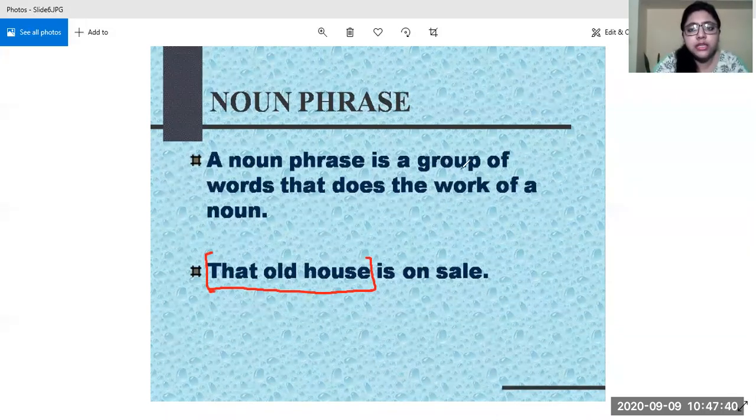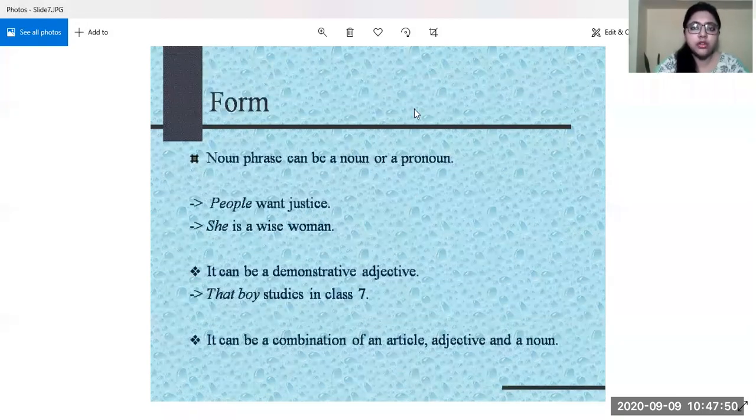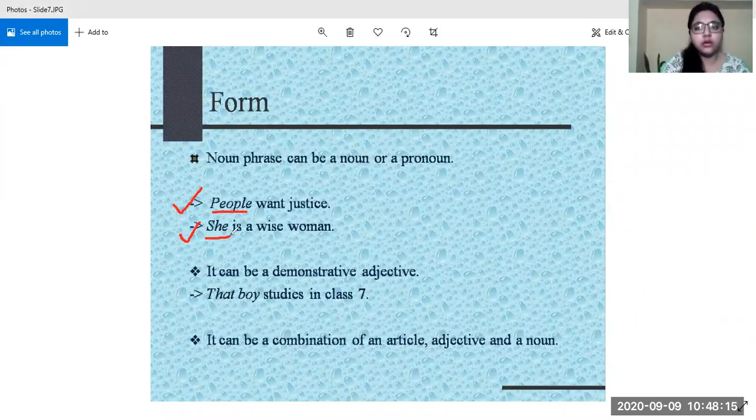But this does not mean that a noun phrase will have two or three or four words joined. A noun phrase can be a single word also. It can be a noun or a pronoun that acts as a noun phrase. For example, in the first sentence, "People want justice." Who wants justice? People want justice. So this has become a noun phrase. Then in the second sentence, "She is a wise woman." She is a pronoun, and who is a wise woman? She is a wise woman, so she becomes a noun phrase.